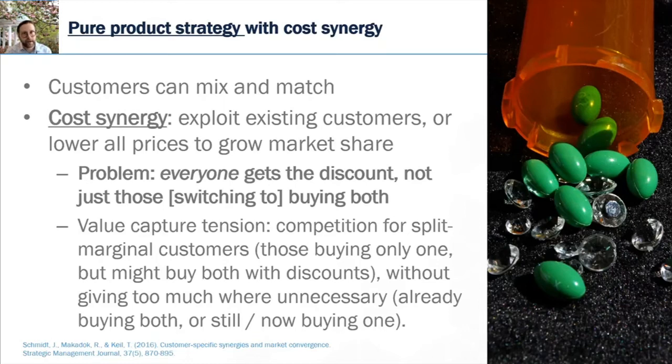The reading for this went into detail about split marginal customers. Those are just those customers that would be buying one product from one seller and another product from another seller. And if both are trying to capture the cost synergy of shipping two things at once, and they both lower their prices, then you're just facing more price competition for each individual product, and that does not really help the businesses that much.